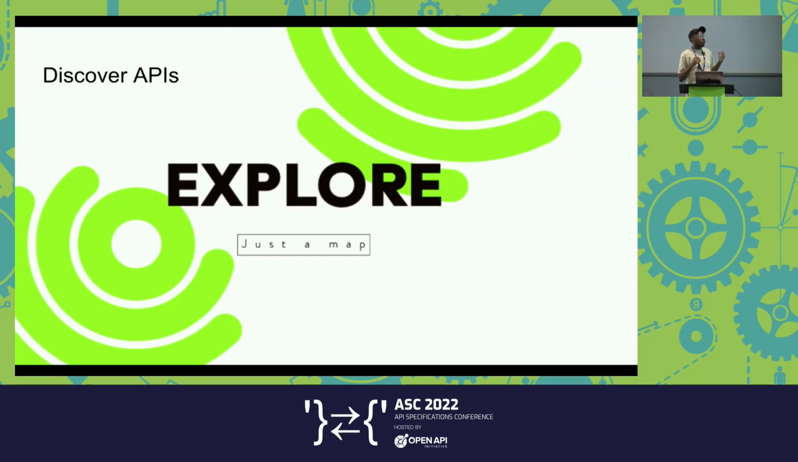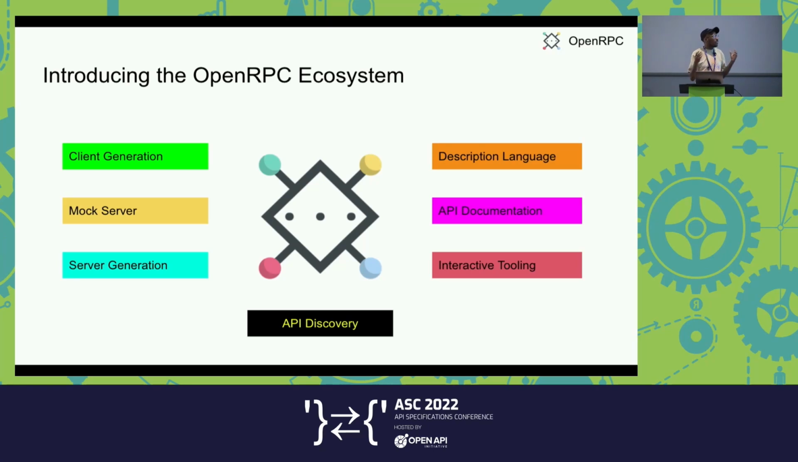So really what we're all headed towards is the ability to discover APIs. What it means is that when we're looking at JSON-RPC, we're trying to build a map for other people to dive through and really explore and know how to get to a certain place through your API. And so with OpenRPC, we're really building a map. So I'd like to introduce the OpenRPC ecosystem, which at a high level includes client generation, mock servers, server generation, interactive tooling, description language, API documents, and API discovery.